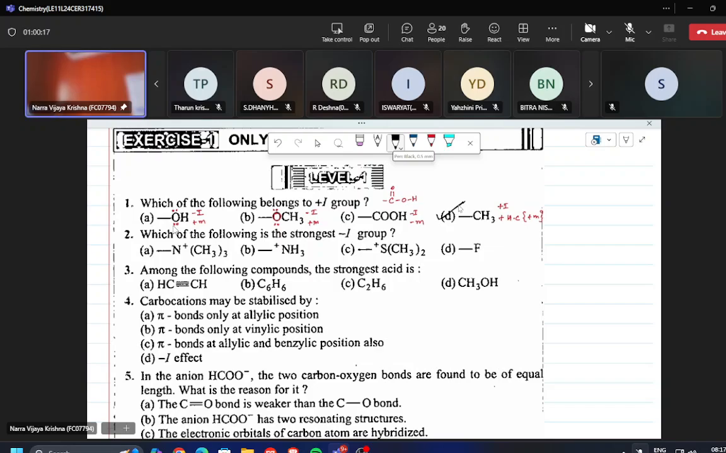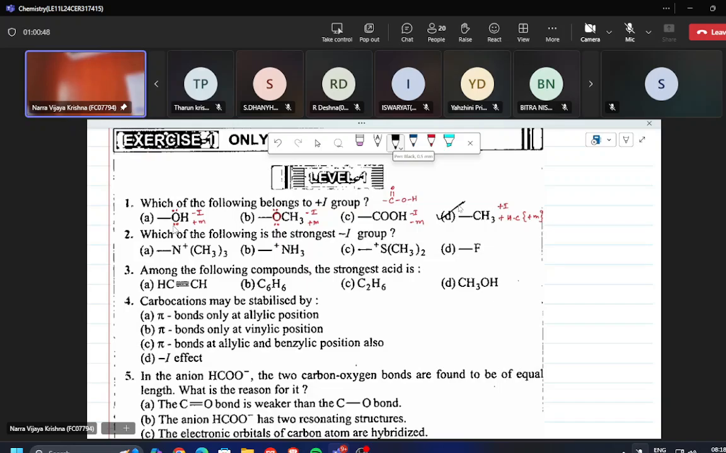Compared to neutral atoms, if any atom has positive charge, it means it is more electron deficient. I am having positive charge means I don't have electrons. That's why I have positive charge. If I don't have electrons, I will pull electrons more effectively. So compared to fluorine, the remaining all 3 have positive charge and will pull electrons effectively. Correct? Yes or no?